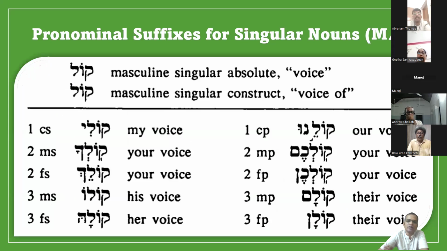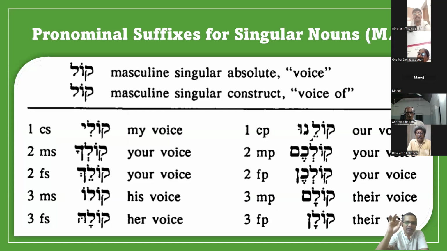Now let us see. These are all easy words, because sometimes there may be some vowel changes. That also we have to notice. And another thing we have to notice is that whenever the pronominal suffixes are added to a particular noun, that noun will be in the construct state. But then the construct state meaning will not be applied.